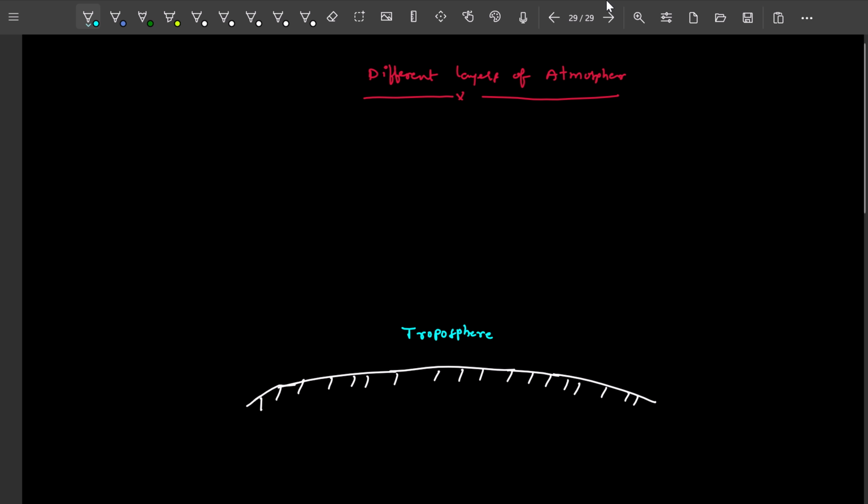Troposphere. On this troposphere we are going to have stratosphere, and upside this stratosphere we are going to have mesosphere. We are going to have mesosphere, and upside this we are going to have ionosphere or thermosphere, and upside this thing we are going to have exosphere.